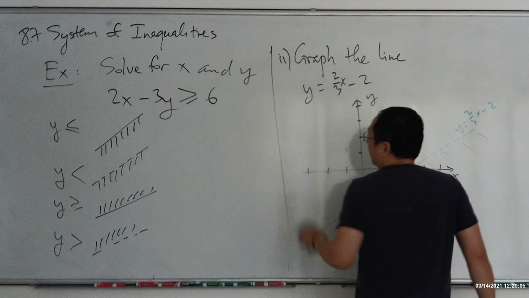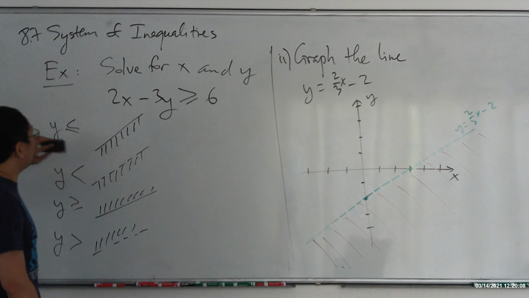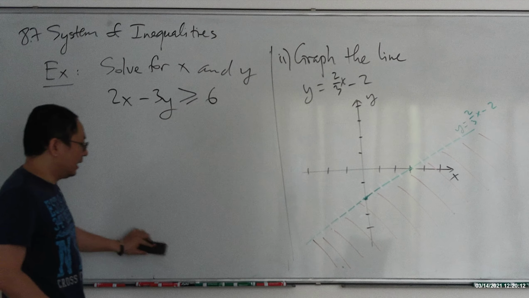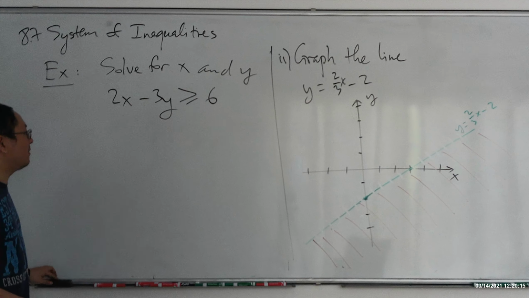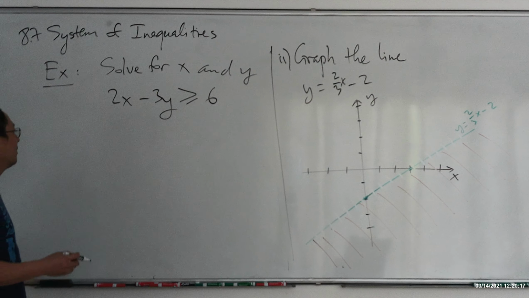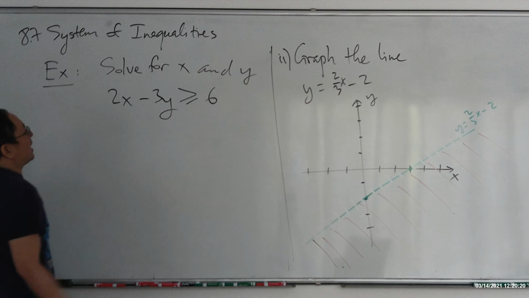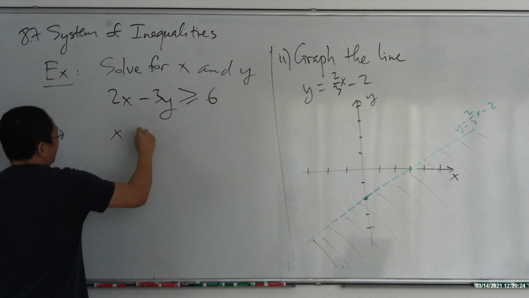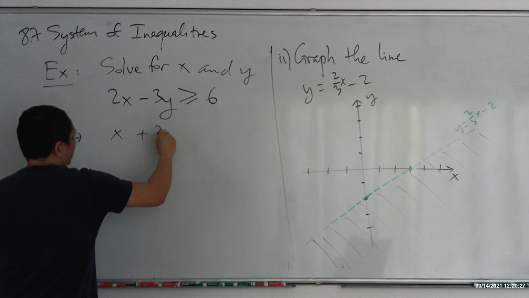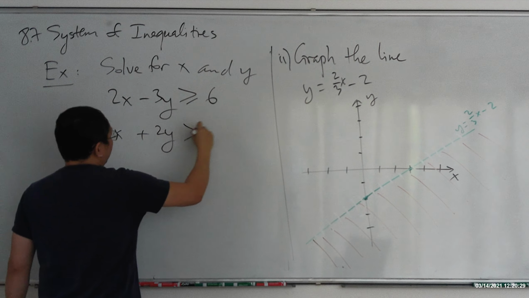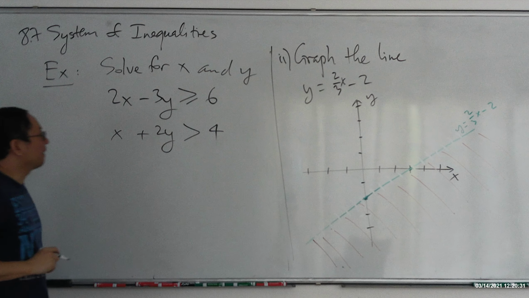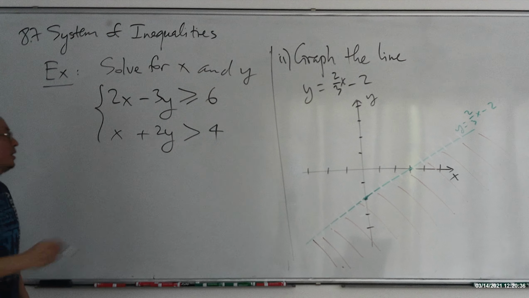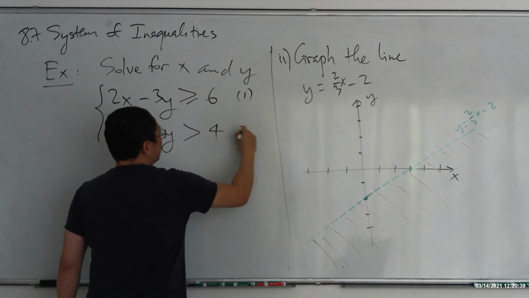Okay? Now, let's move on to system of inequalities. It means what? Instead of having 1 inequality, you may have 2 or 3. And the idea for working with 2 and 3 is the same. So let me just show you 2, and you can apply it to 3 by similarity. Example, this is my first inequality, 2x minus 3y greater than or equal to 6. The second one, x plus 2y is greater than 4. Okay? Solve the system. As usual, let's label this the first one, this the second one.